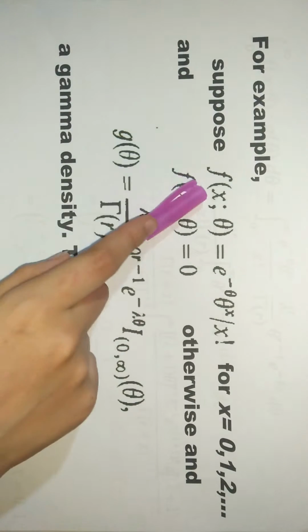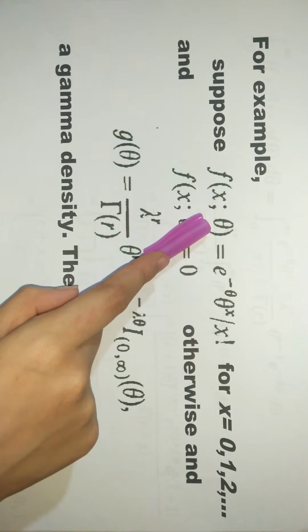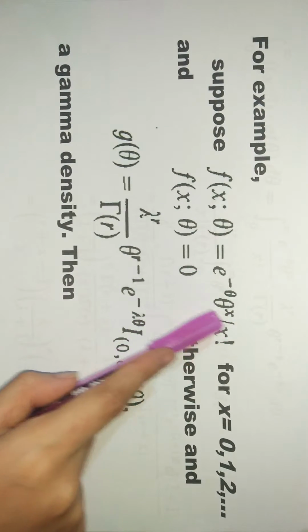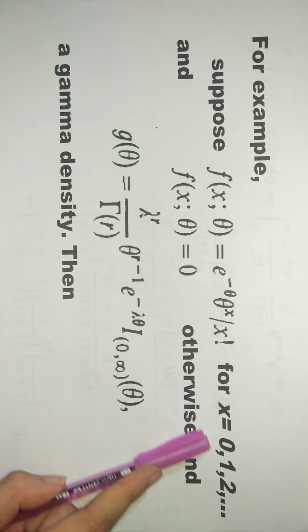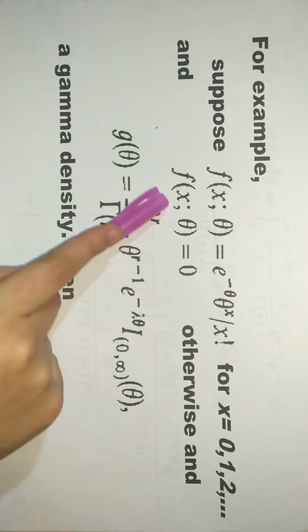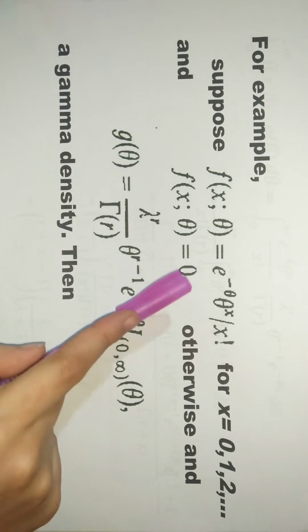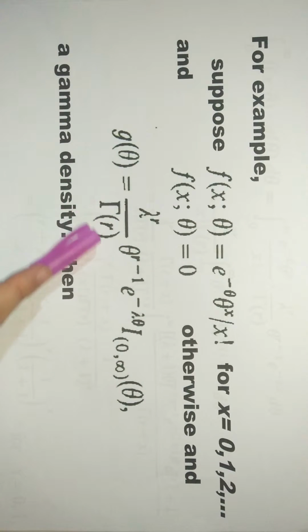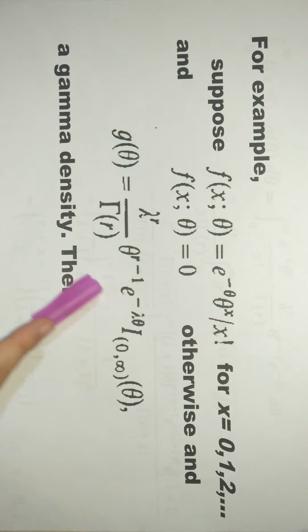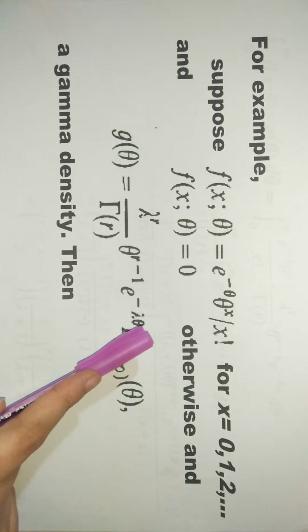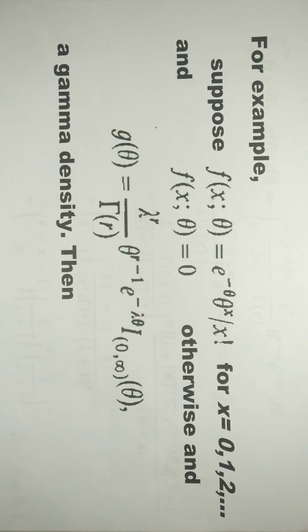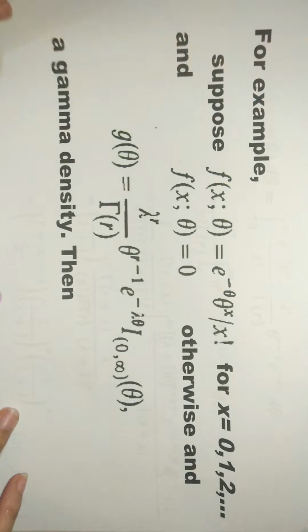For example, suppose f sub x parameterized by theta is equal to e raised to the negative theta times theta raised to x over x factorial for x equal to 0, 1, 2, and so on, and f sub x parameterized by theta is equal to 0 otherwise, and g of theta is equal to lambda raised to r all over gamma r times theta raised to r minus 1 times e raised to the negative lambda times theta, with an indicator from 0 to infinity of theta, which is a gamma density.